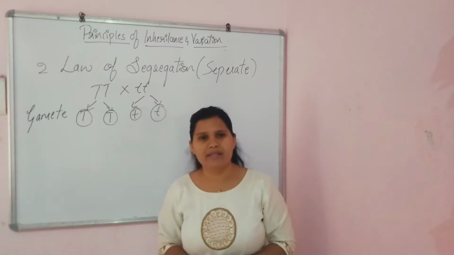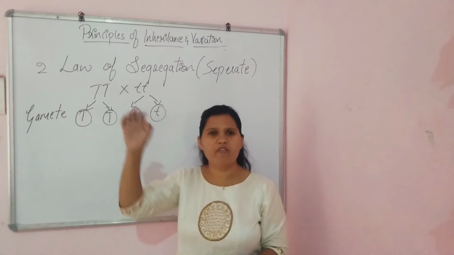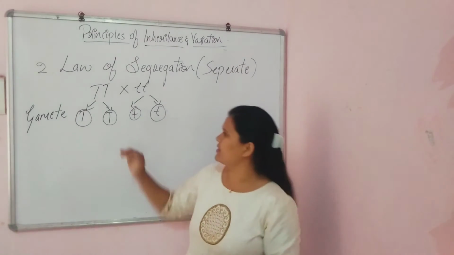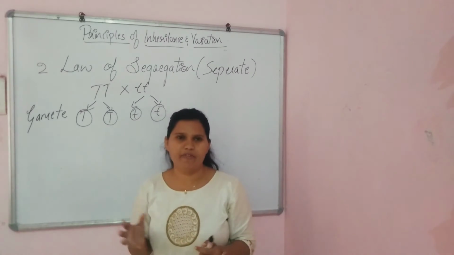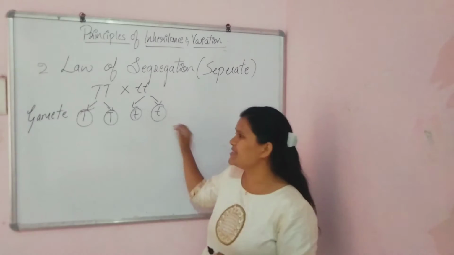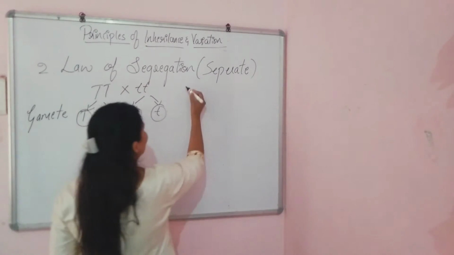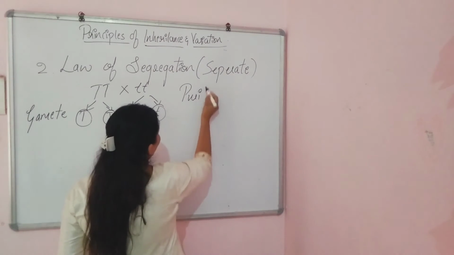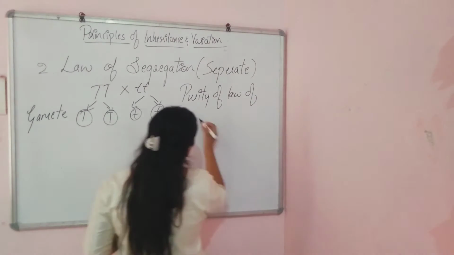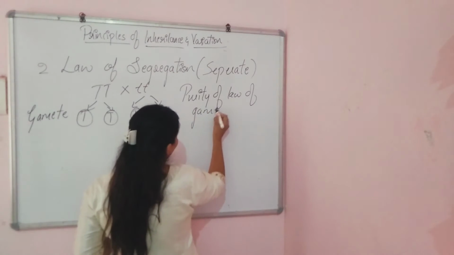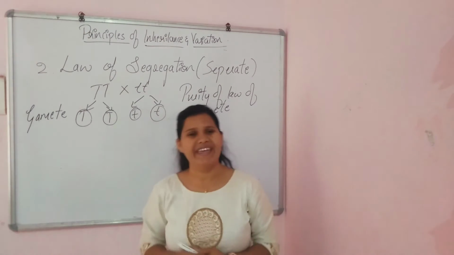It is also called the law of purity of gametes, because a pure gamete will get separated from its parent. So nothing but it is the separation of the alleles of a single gene. This is called the law of segregation, and remember, it is also called the law of purity of gametes. This completes the second law of inheritance.